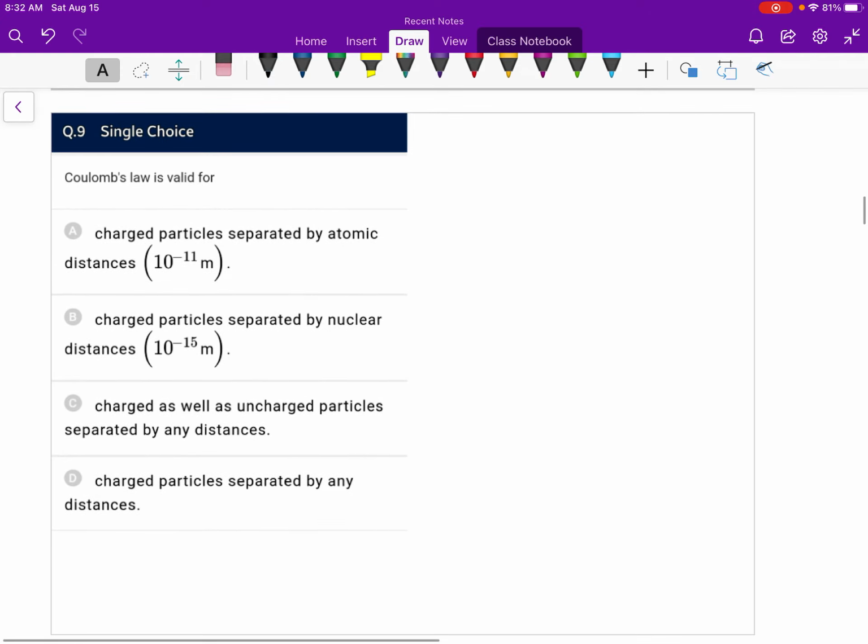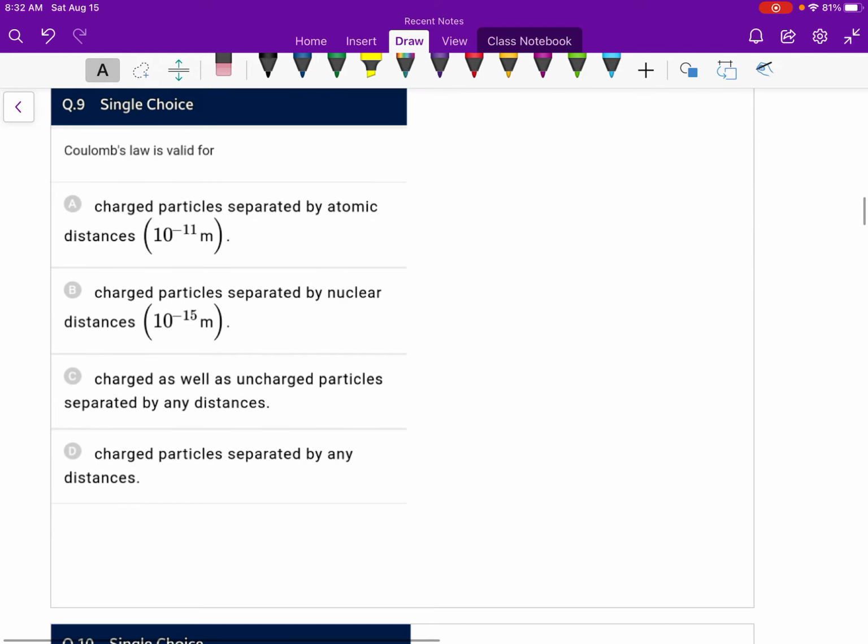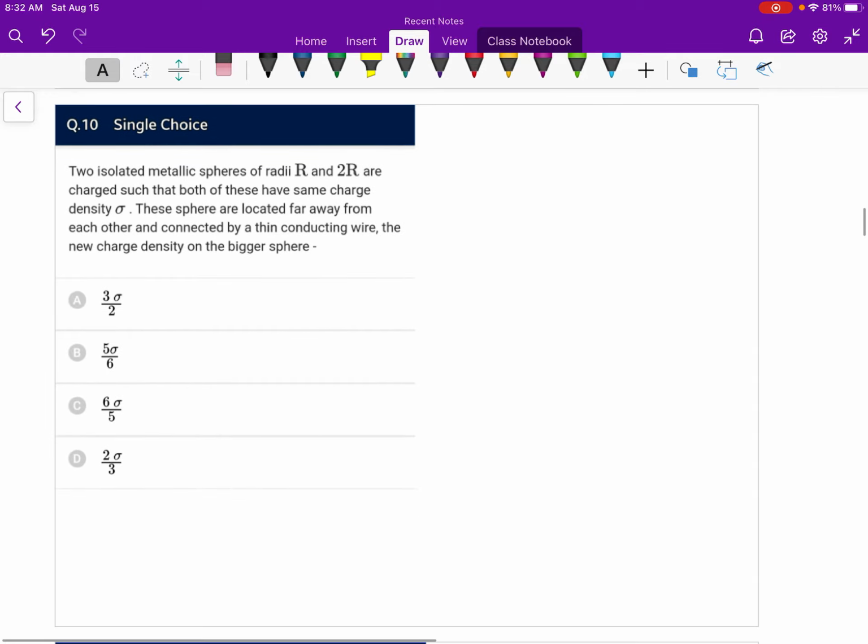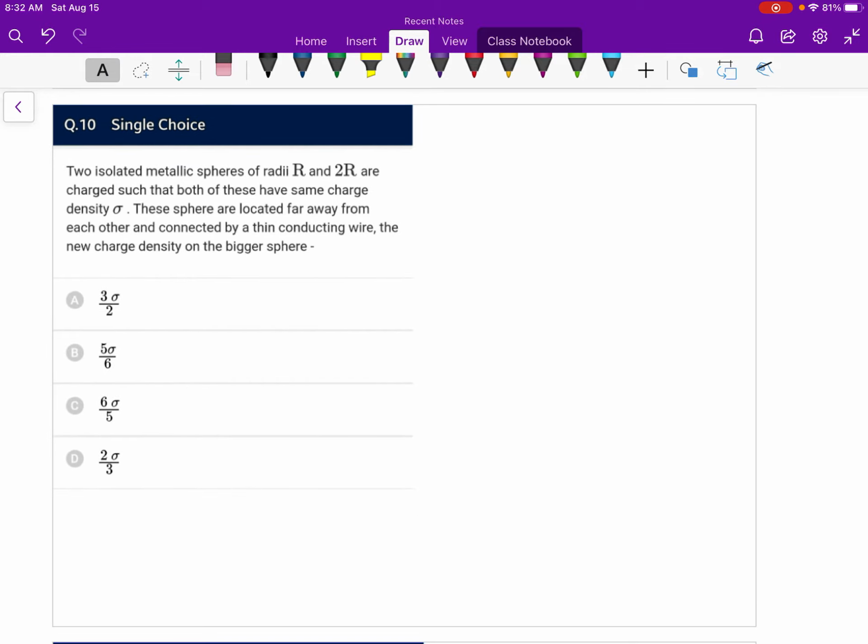Coulomb's law is valid for charged particles separated by any distance. There is no restriction for the separation between the charged particles. Two isolated metallic spheres of radius R and 2R have the same charge density. The spheres are located far away so that they do not affect each other and are connected by a thin conducting wire. The new charge density?